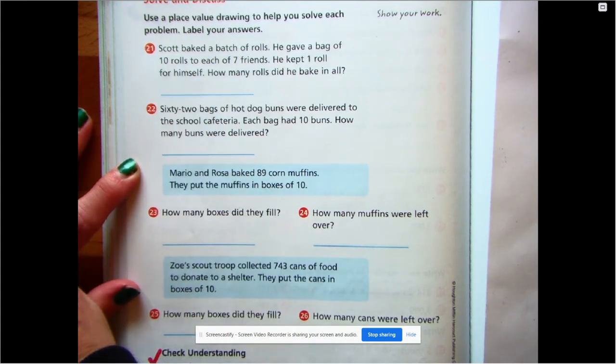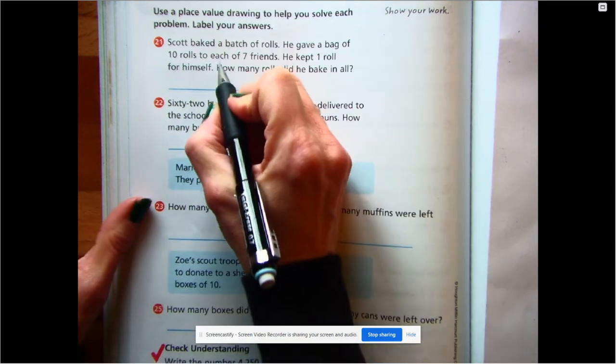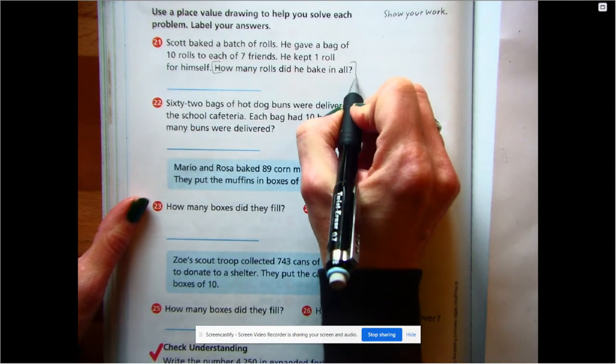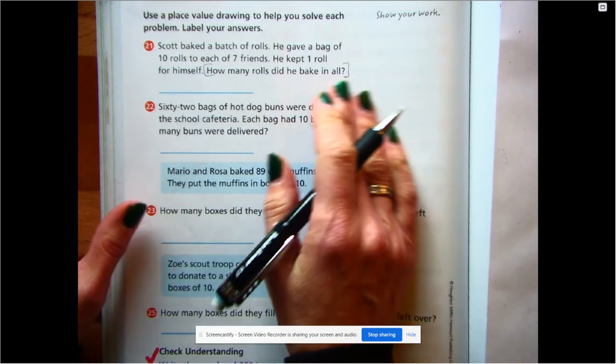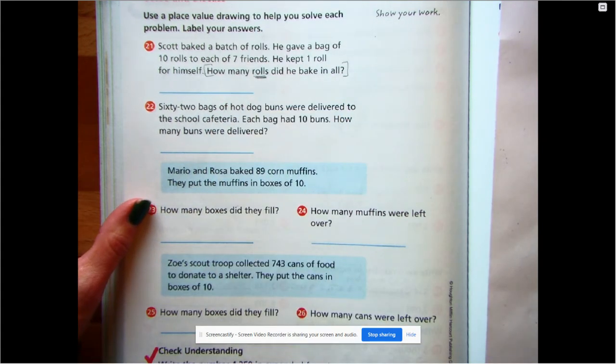Number 21, it says Scott baked a batch of rolls. He gave a bag of 10 rolls to each of 7 friends. He kept 1 roll for himself. How many rolls did he bake in all? So remember, a good mathematician will bracket their question and underline the label. What are we looking for? How many rolls, right? Not bags, not batches, but how many rolls altogether did he bake?